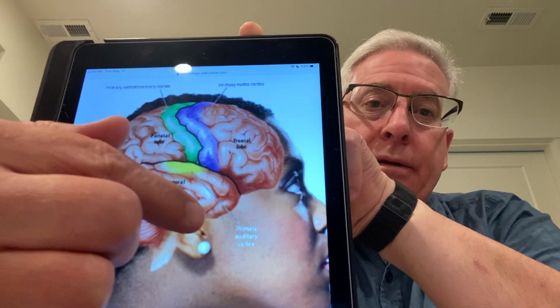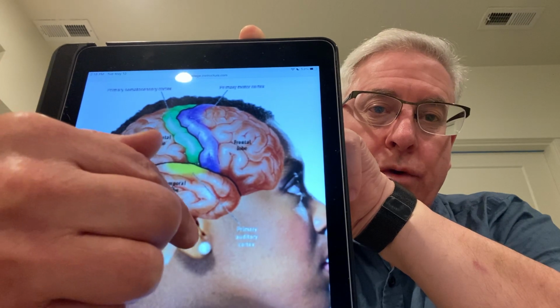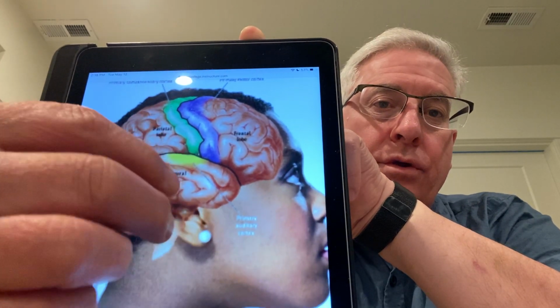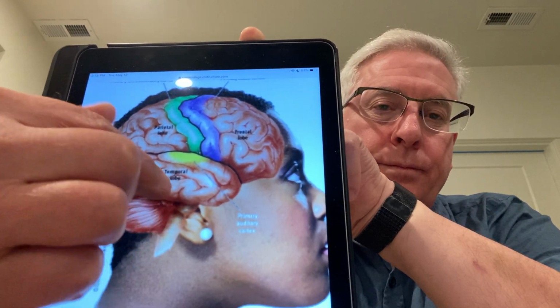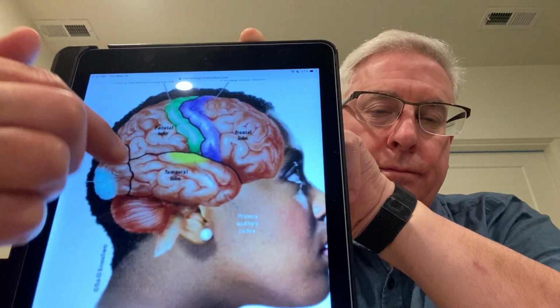But on the other hand, here is where in your brain you process all auditory information that comes in through your ears. That's the first function of the temporal lobe.